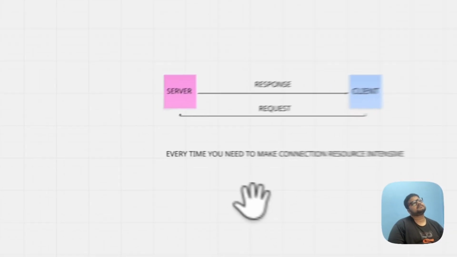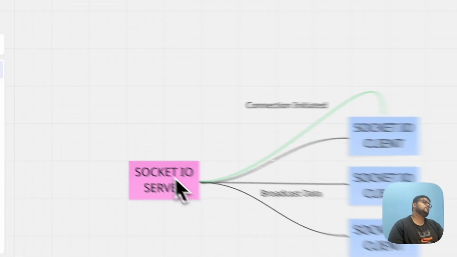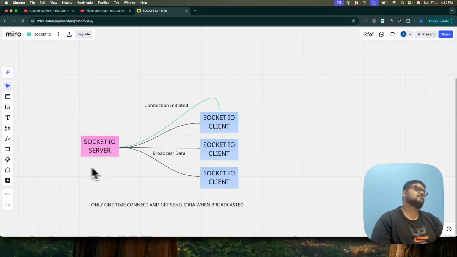For that, we have Socket.IO. It is a different architecture. Let's say you have just one Socket.IO server and many Socket.IO clients. The client will initiate the connection. It will say ping and the server will send the pong, meaning I initiated the connection and you are connected with the server. Now, any data that comes to the server will be broadcast to every client which has initiated the connection, meaning which has subscribed to the server, in real time.